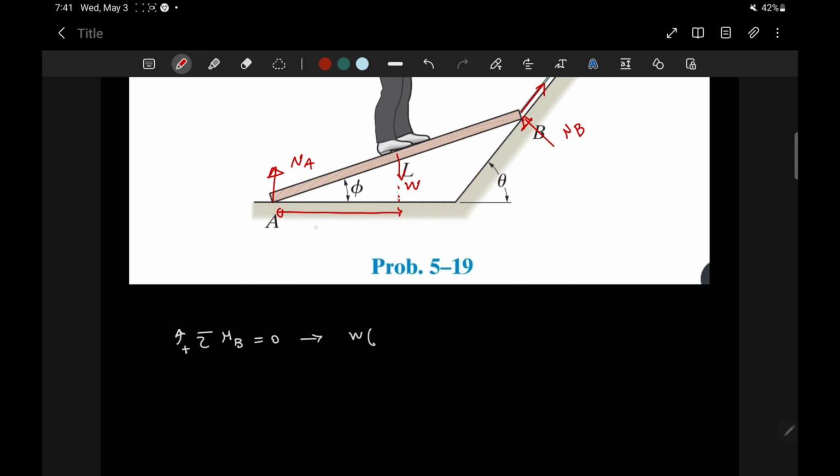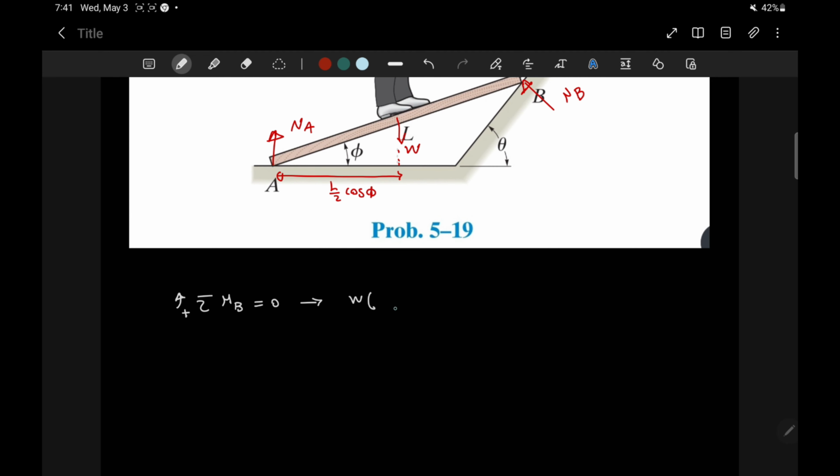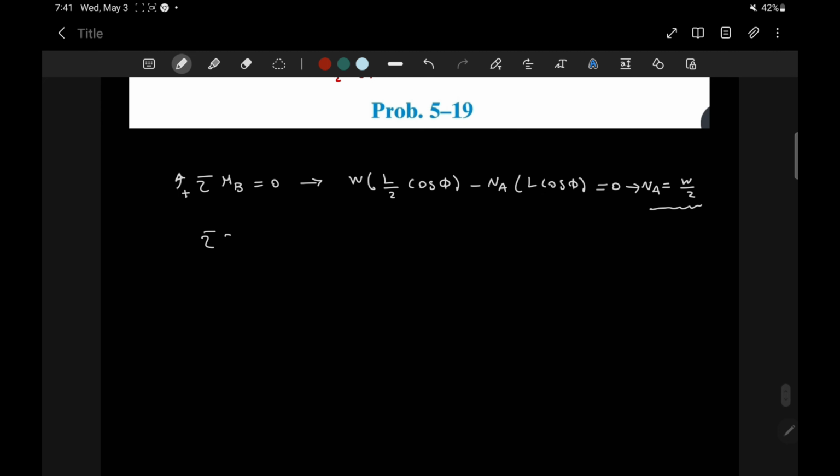Since the angle between the weight and the beam is phi, we can use trigonometry to express the distances in terms of L and phi. Thus, we obtain the equation W times L over 2 cosine phi minus NA times L cosine phi equals 0. So from here NA would be equal to W over 2.